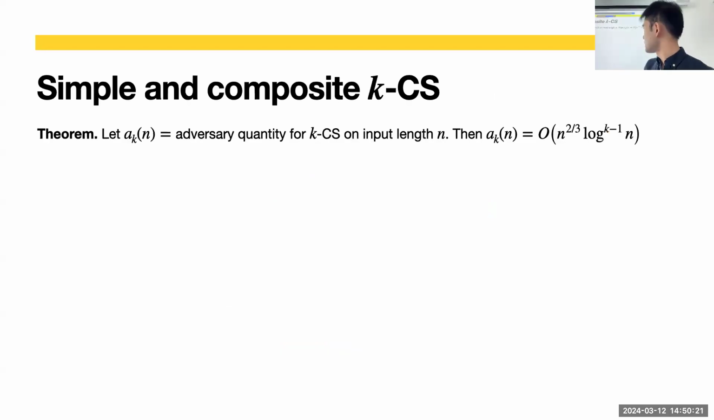So how do we perform the analysis? We will be dissecting the problem into 2 types of subsequences that share k symbols. And the theorem we will prove is that if ak of n is equal to the adversarial quantity of KCS on input of length n, then ak of n is order n to the 2/3 times log n to the power of k minus 1.